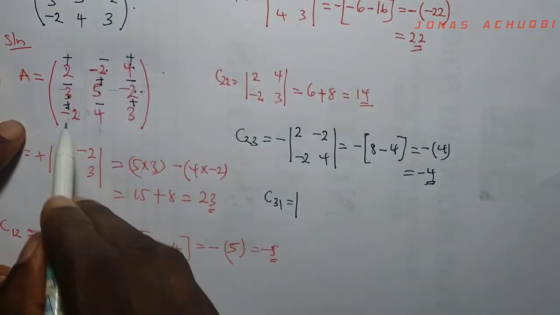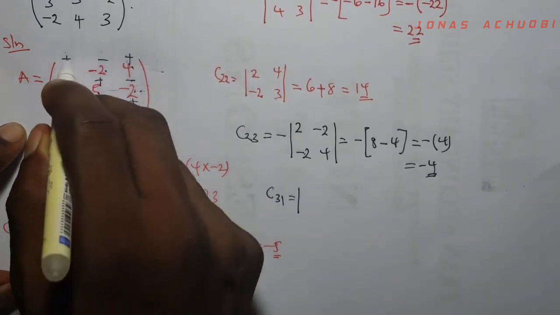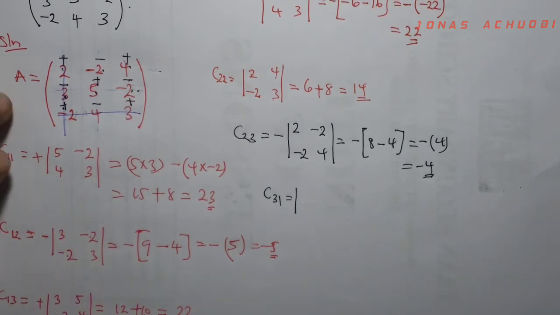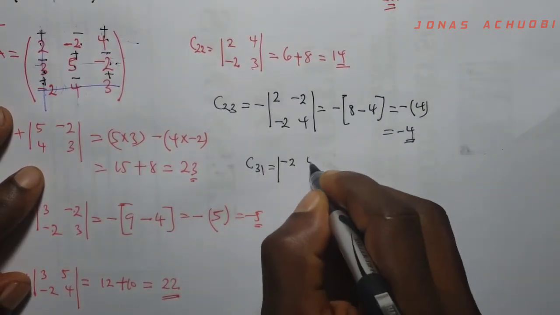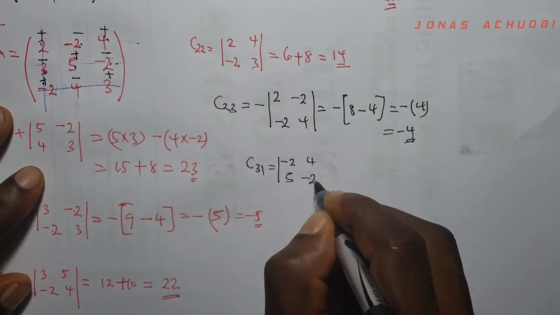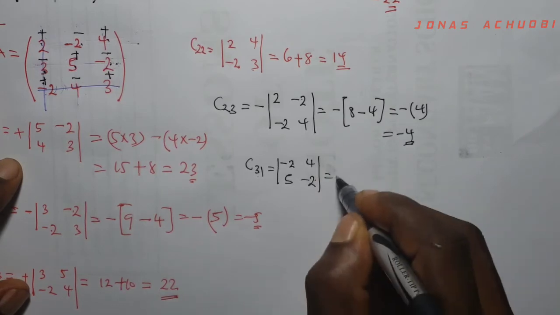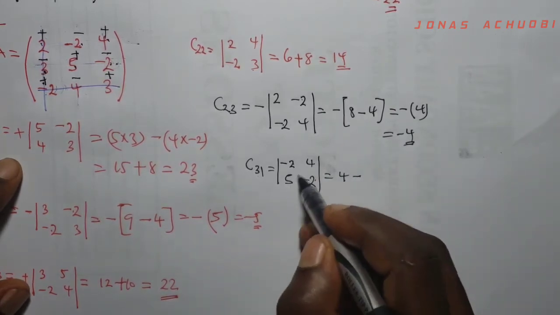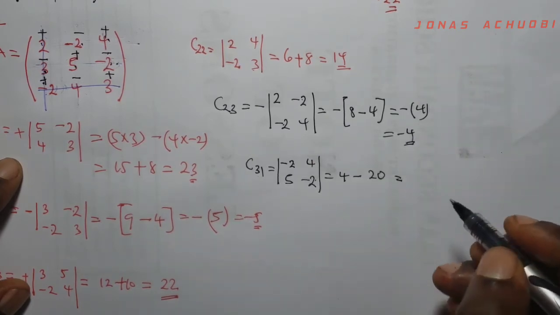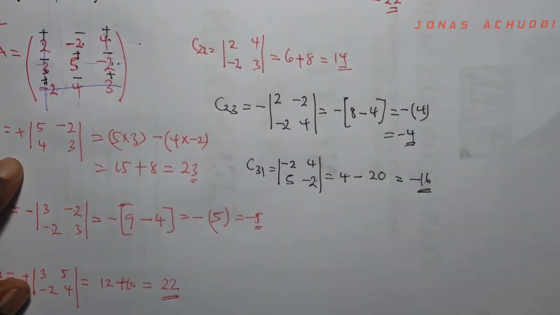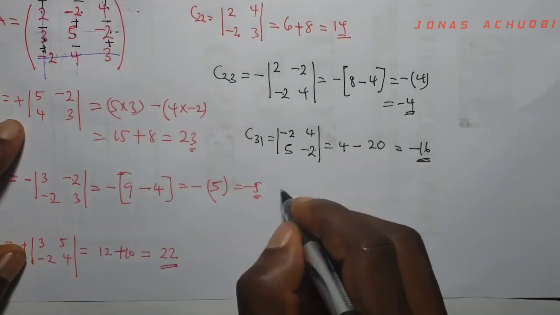So that entry is in A31, row 3, column 1. So row 3, I take off. Column 1, I take off. And what I have left is my minor. So I have minus 2, I have 4, I have 5, and minus 2. Okay? And that will be minus 2 times minus 2 is 4, minus 5 times 4 is 20. So that 4 minus 20 is negative 16. That's my cofactor. The next cofactor is for A32.